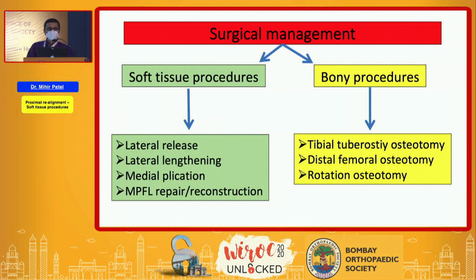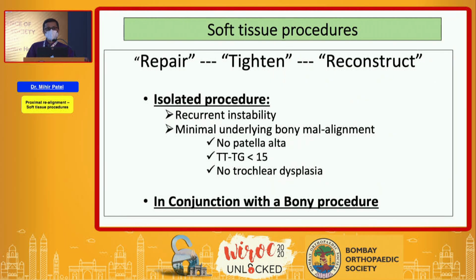Surgically, there are soft tissue procedures and bony procedures. Soft tissue procedures basically repair, tighten, or reconstruct. As an isolated procedure, they can be used in recurrent instability only if there is no bony malalignment, namely no patella alta, the TT-TG is less than 15, and there is no trochlear dysplasia. Soft tissue procedures can also be used, or in fact are always used, in conjunction with any bony procedure.